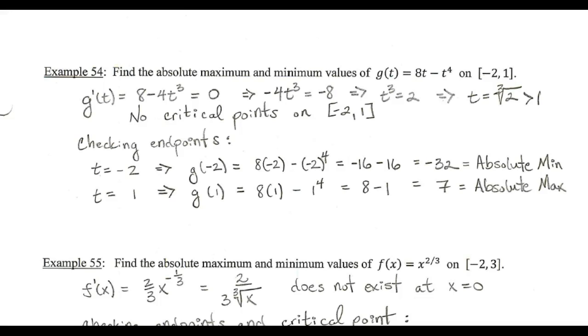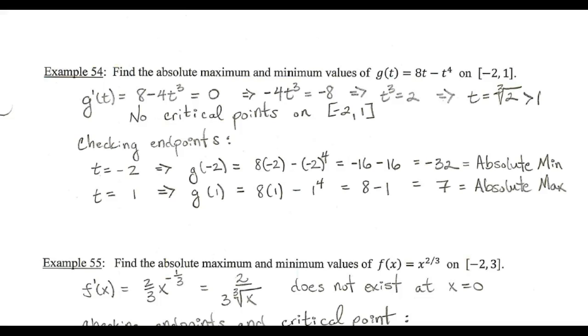And that's bigger than 1. So notice that that critical point is not on the interval minus 2 to 1. We certainly don't consider critical points outside of our interval because we want the maximum and minimum value of the function on that interval. So for this example, all we actually have to do is check the endpoints. So at t equals minus 2, g of minus 2 is equal to minus 32. And at t equals 1, g of 1 is equal to 7. So the absolute minimum value of the function is minus 32, which occurs at t equals minus 2, and the absolute maximum value of the function is 7, which occurs at t equals 1.